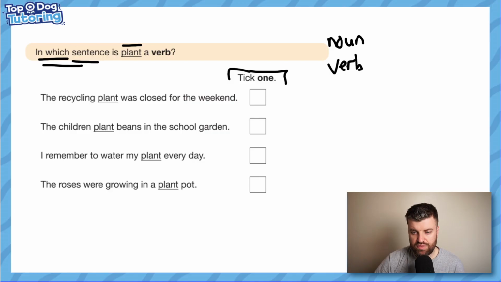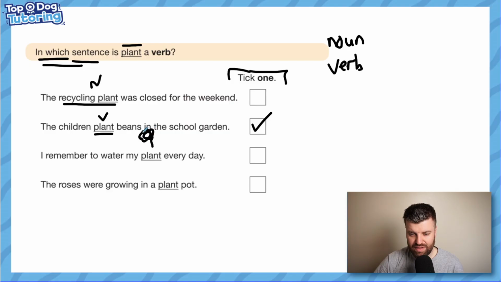The recycling plant was closed. Well, that's a place, isn't it? So this is obviously a noun. Can't tick that one. The children plant beans in the school garden. That's something they do. I'm pretty sure that's a verb. I'm going to tick it. But you know what? I'm going to check just to make sure. I remember to water my plant. Well, I could draw that. It's like a flower.